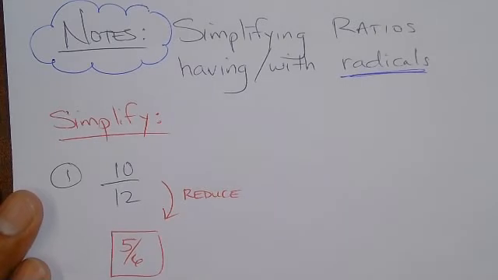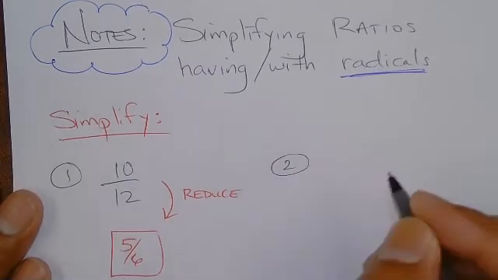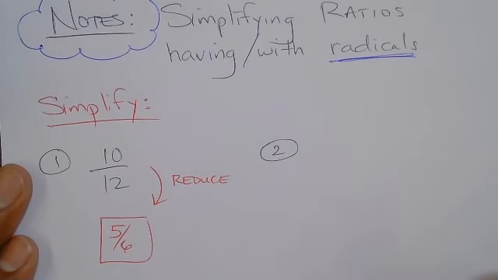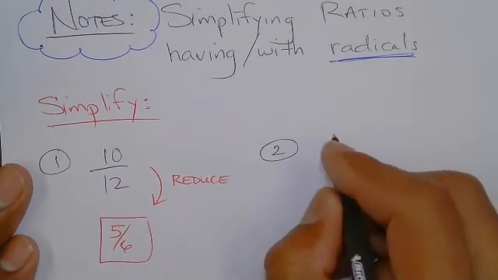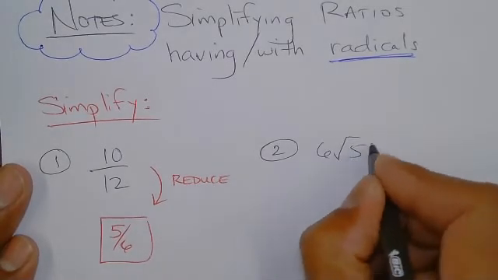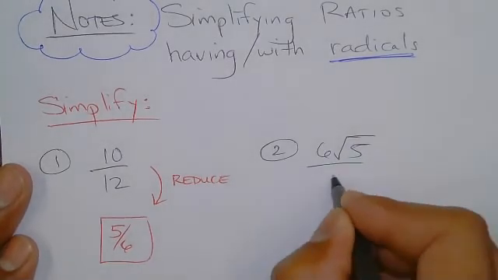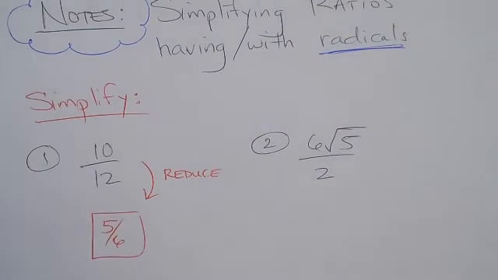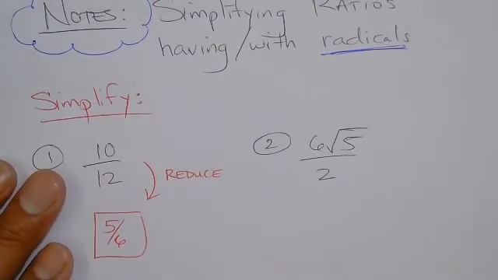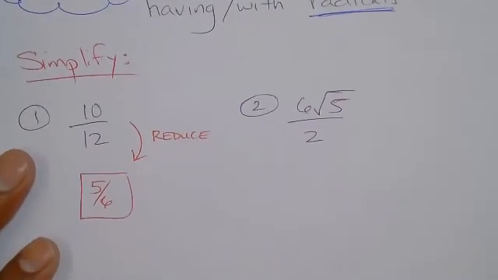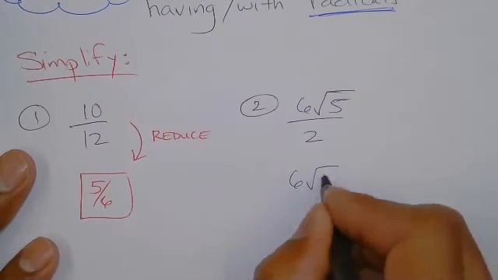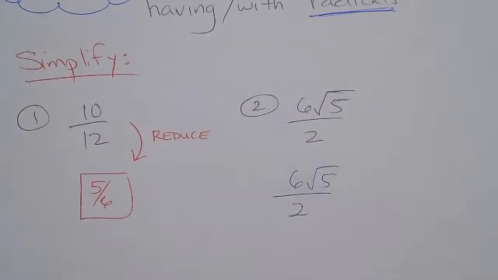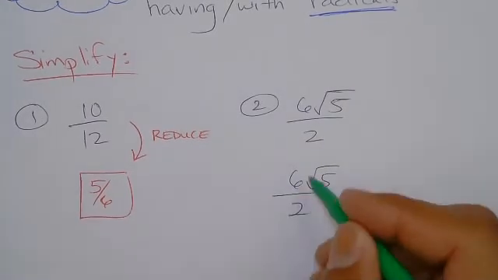Okay, number 2. What if you have an answer and you get like 6 root 5 over 2? When you check your answer, it's not going to say 6 root 5 over 2. Anybody know why? Yeah, look at the whole numbers. Never the radical, but always look at the whole numbers first. Can you reduce the whole numbers?